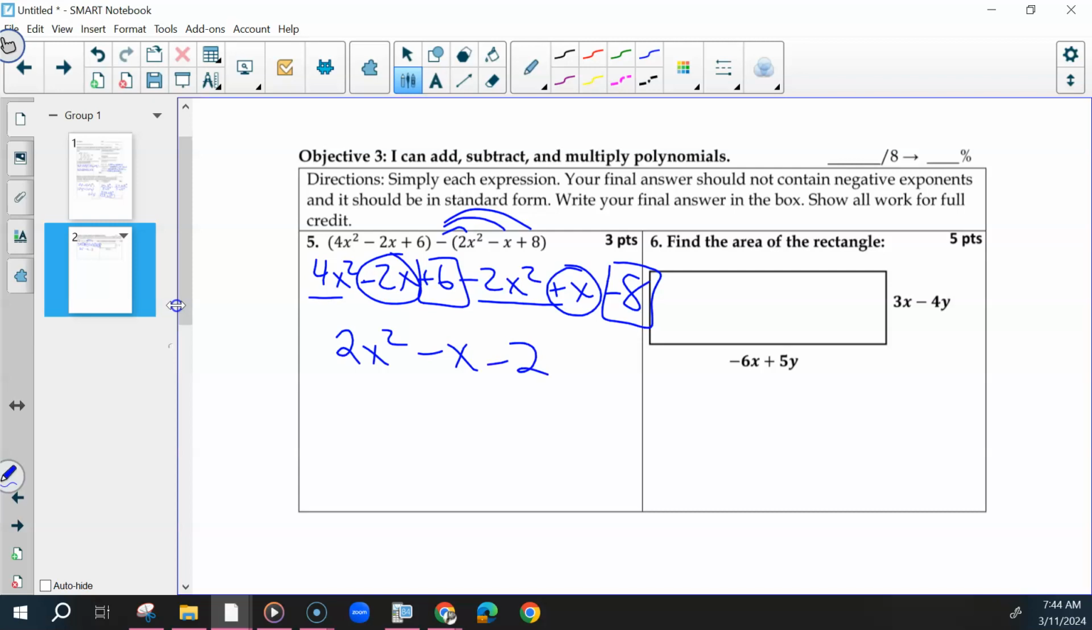So your answer should have been 2x squared minus x minus 2. If you did anything other than this, or maybe you did it in the parentheses and got this, that was fine. But box method doesn't apply here. We're not multiplying terms together here, just the negative to everything else. So your 3 points were, did you get these terms correct? Questions on that?